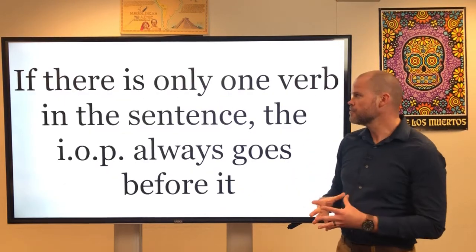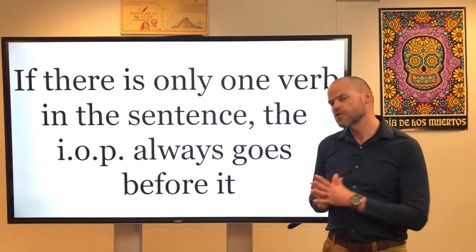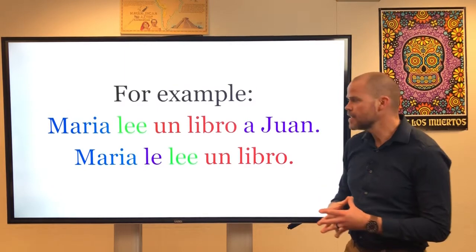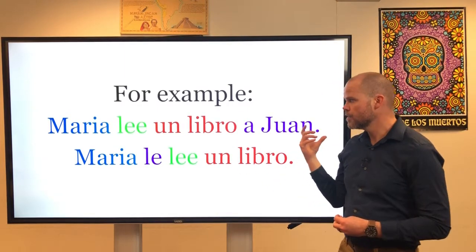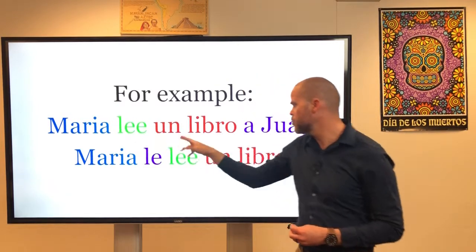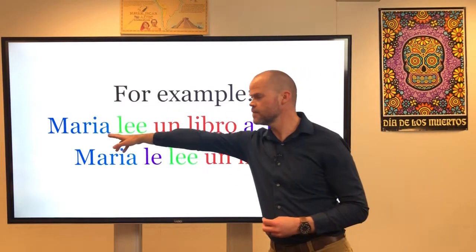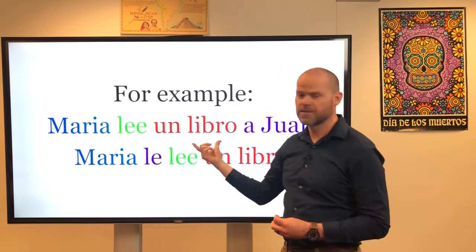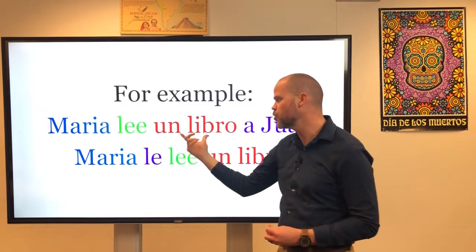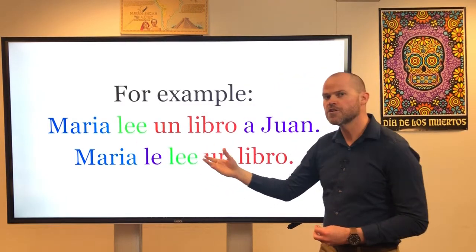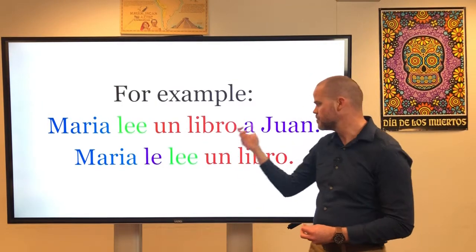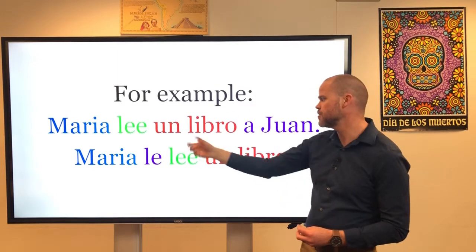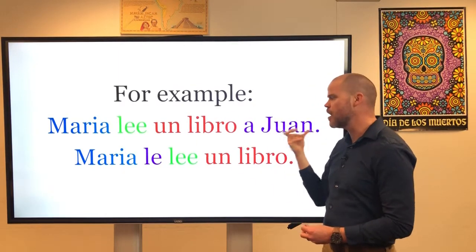So if there's only one verb in the sentence, the indirect object pronoun always goes before the conjugated verb. For example, María lee un libro a Juan. Okay, so again, this is Maria reads a book to Juan. Maria is the subject of the sentence. She's doing the action. The verb of the sentence is leer, to read, so she's reading. The direct object of the sentence is a book. So what is she reading? She's reading a book. And then the indirect object of the sentence, to whom or for whom, is Juan. So Maria reads a book for or to Juan.